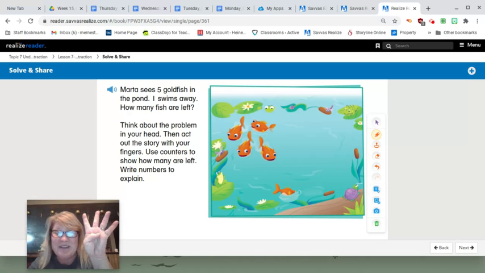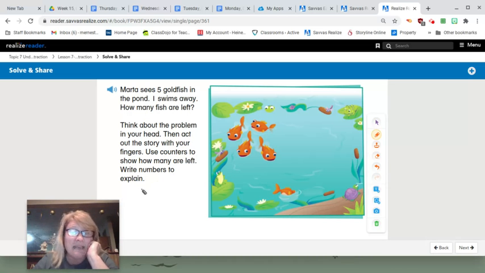1, 2, 3, 4. Think about the problem in your head. Then act out the story with your fingers. Use counters to show how many are left. Write numbers to explain. Okay, so I want you to take a look here. Here were 1, 2, 3, 4, 5 fish. But this one is swimming away, so he's out of here. How many fish are left? Let's count them quickly. 1, 2, 3, 4.